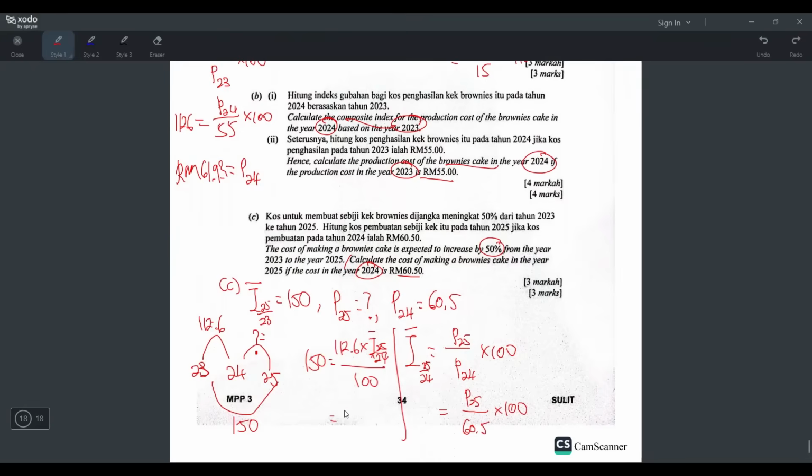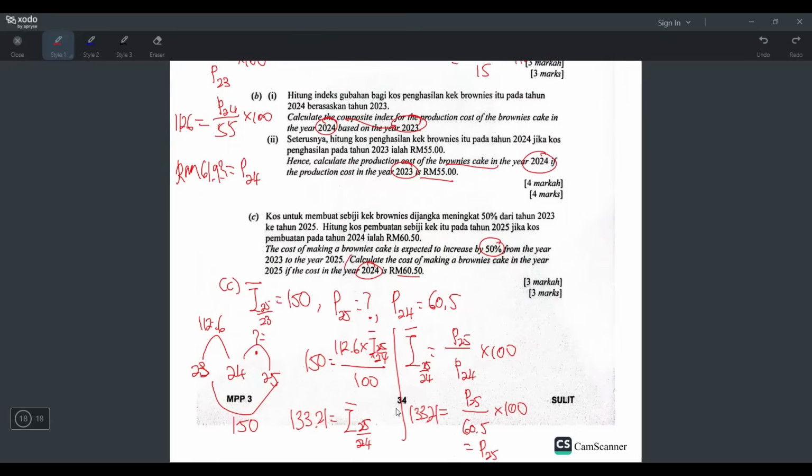Yeah, and then how to get your composite index for 25, 24? I press calculator lah. 150 times 100 divide 112.6. Okay, I got 133.21. Actually got a lot of decimal place, but I just write two decimal place. All right, the 133.21 I write here. Okay, now I'll use the answer button. Yeah, I'll use the answer button because there's a lot of decimal place here, right? So I'll just tekan answer divide 100 times 60.5. Okay, so I actually get 80.595.